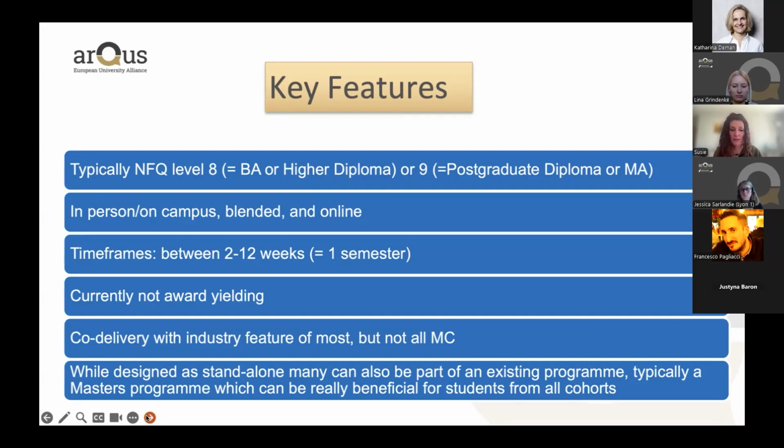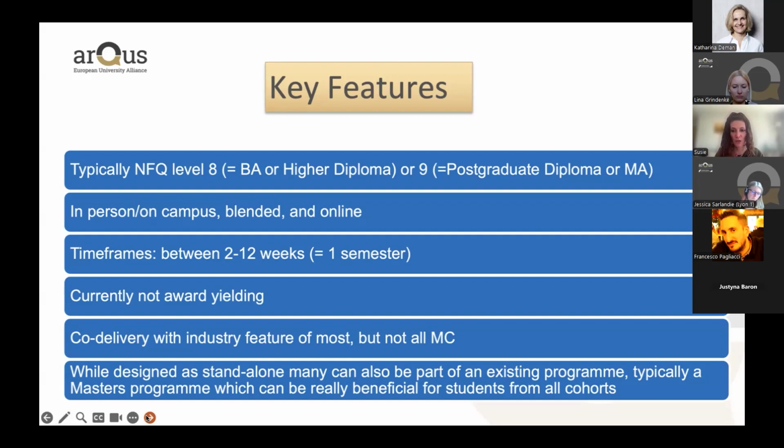So you have the idea with the micro-credentials that, yes, they are part of lifelong learning, but they can actually be built into an already existing degree. And one of the things that we noticed when we have these modules that sit within an existing degree is that you actually have a really, really nice mix of students.